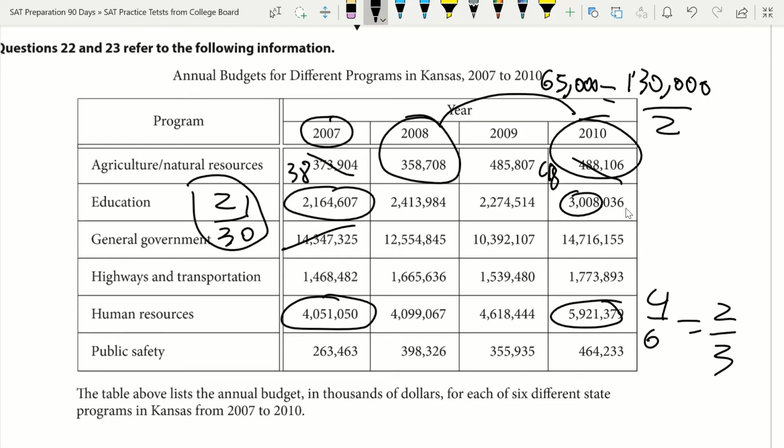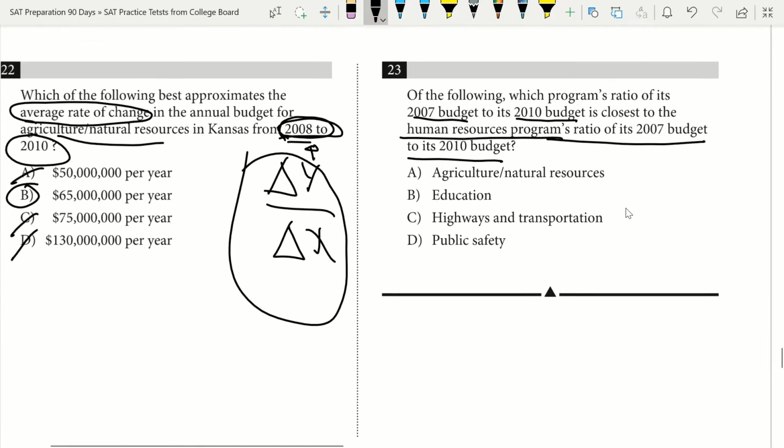I'll quickly check the others. These two are way too close. Highways and transportation, also way too close. Public safety is about a double from 2007 to 2010, so that is not going to be 2/3 either. So my answer there is going to be education.